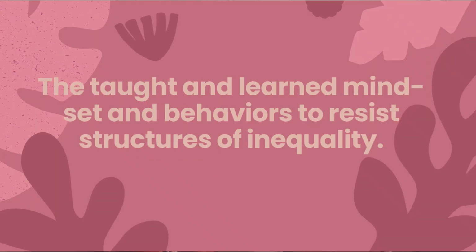Resistant capital is the taught and learned mindset and behaviors to resist structures of inequality. And because Julie believes that the campus isn't suited for her, Julie is unable to overcome the barriers she believes she faces because she is from a small town.